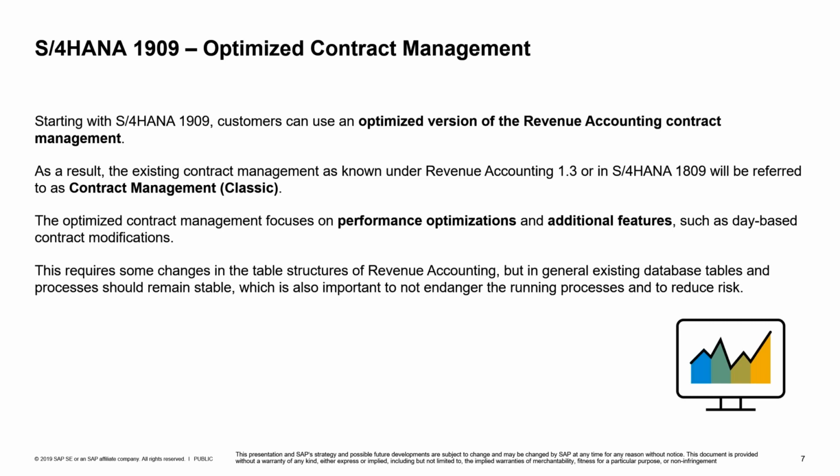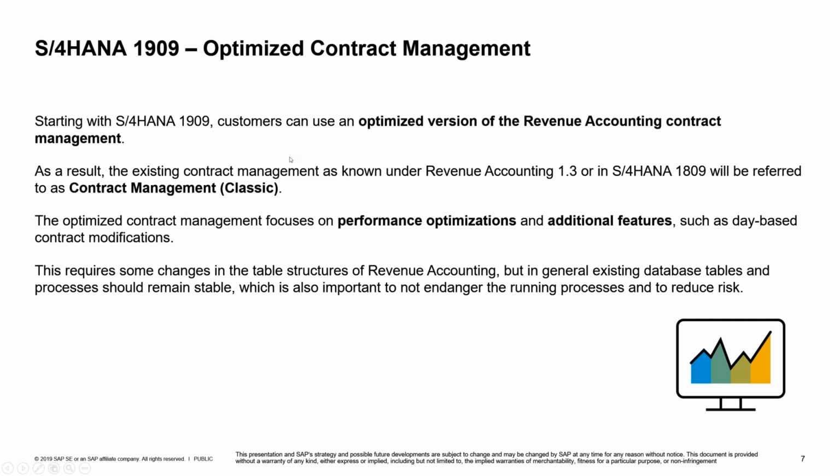So with moving revenue accounting into the S4 core, obviously we also looked at what can be optimized, what can be improved, what benefits can we have. And as a result, we started off in looking into the contract management part, where we did some significant changes. We also outlined this here as an optimized contract management version.